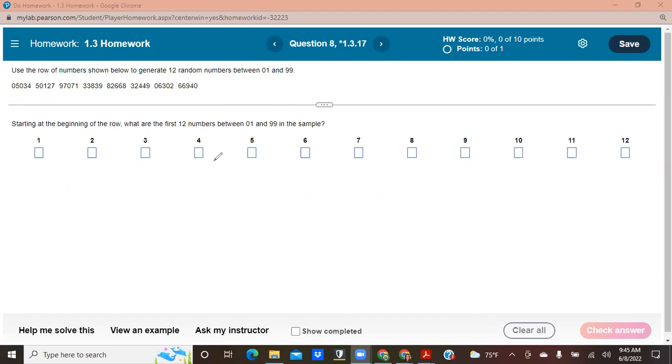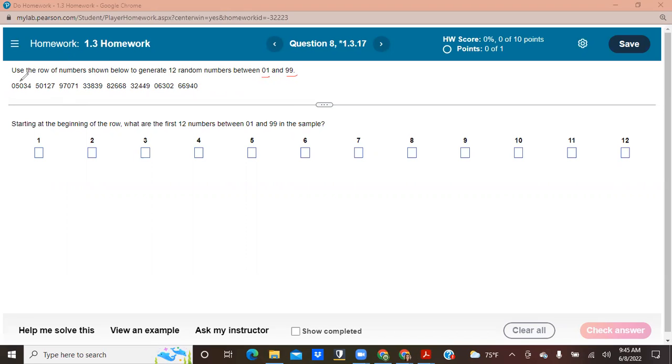It says, use the rows of numbers shown below to generate 12 random numbers between 01 and 99. Okay, so they give us one row. Sometimes they'll give you multiple rows and they tell you which row to look at. First of all, they are telling us it's really between 1 and 99. But you notice how they wrote 01? That's because we're going to look at two numbers at a time. So 1 would really look like 01, and then all the way up to 99 would be 99. Okay, let's just try this out.